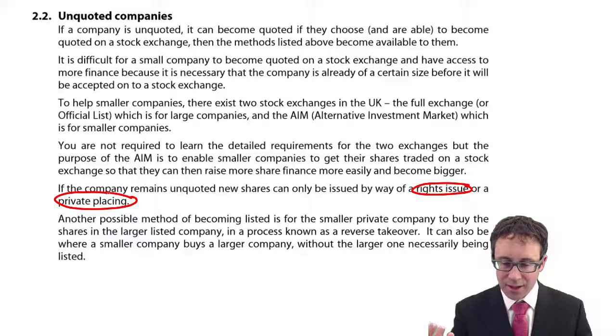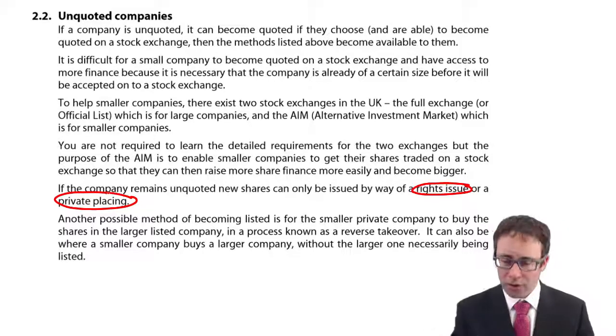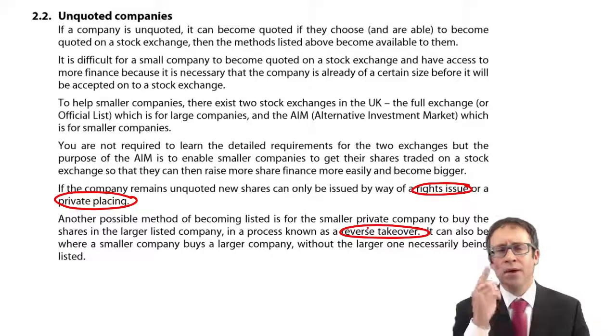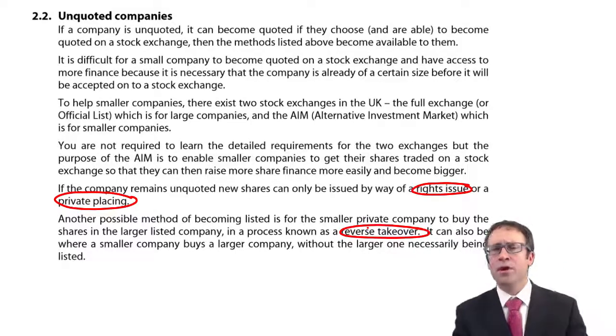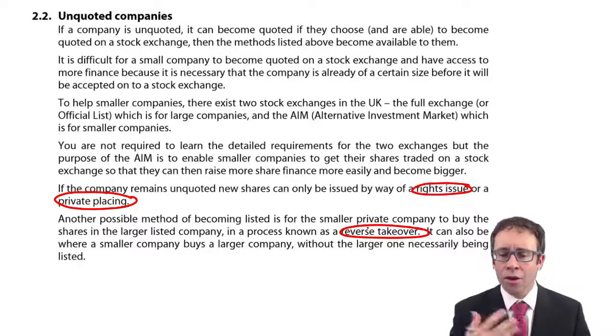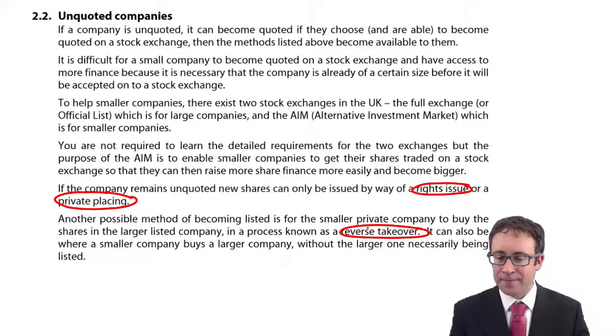Other bits and pieces, just at the bottom, I'm not too fussed about it. Effectively, another way of becoming listed is what's referred to there as a reverse takeover. So whereby you acquire another entity, and the shares that you acquire are the shares of a listed entity, and therefore you then become listed.